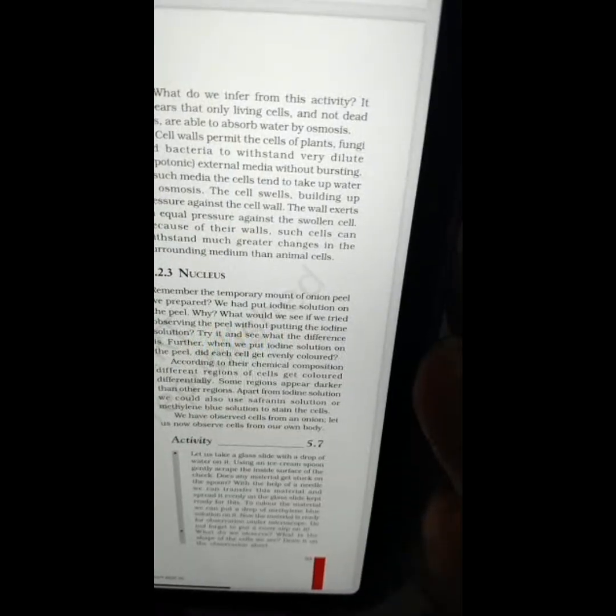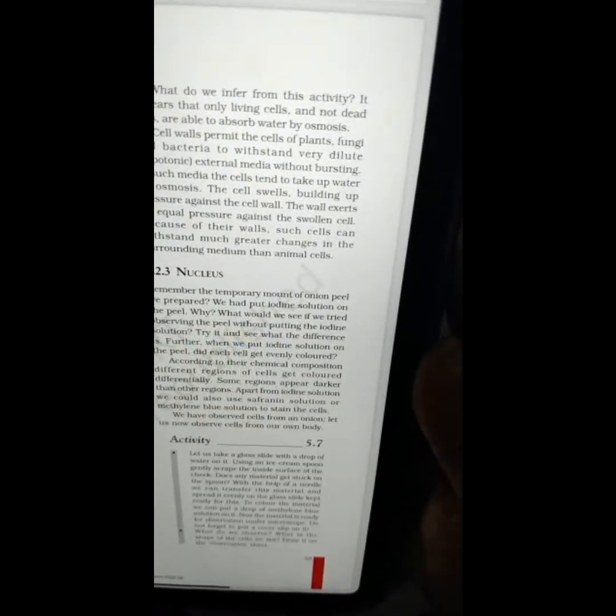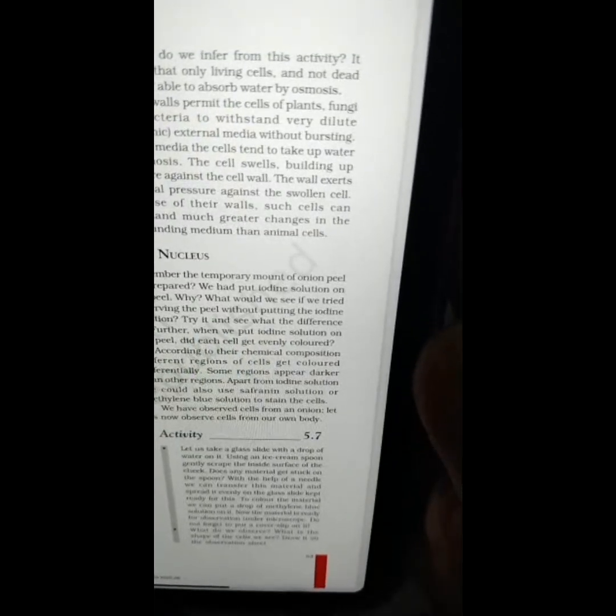5.2.3 Nucleus. Remember the temporary mount of onion peel we prepared? We had put iodine solution on the peel. Why? What would we see if we tried obtaining the peel without putting the iodine solution? Try it and see what changes, what the difference is. Further, we put iodine solution on the peel. Did each cell get evenly colored? According to their chemical composition, different regions of the cell get colored differentially.